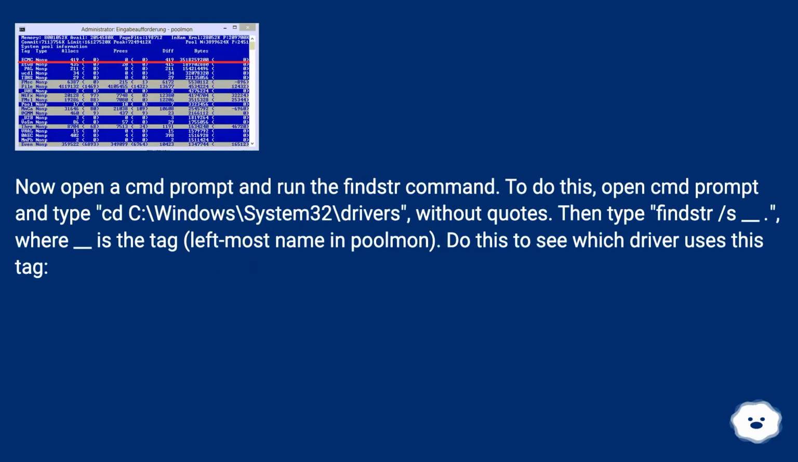Now open a CMD prompt and run the findstr command. To do this, open CMD prompt and type cd c:\Windows\system32\drivers, without quotes. Then type findstr /s _, where underscore is the tag, the leftmost name in PoolMon. Do this to see which driver uses this tag.